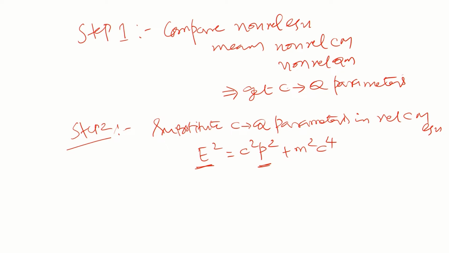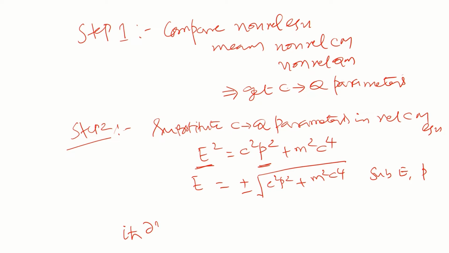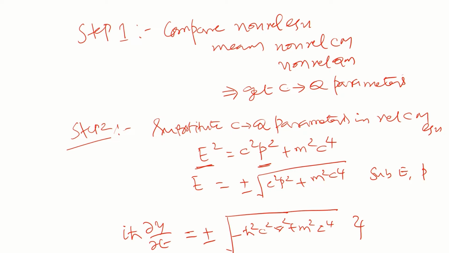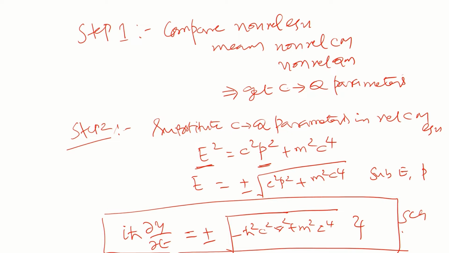This is the idea of Schrodinger, and on this basis he first took E equal to plus or minus root of c square p square plus m square c power 4, then substituted E and P, and got the equation i h cross dou psi by dou t equal to plus or minus root of minus h cross square c square del square plus m square c power 4, acting on psi. This is Schrodinger's relativistic quantum mechanical equation.